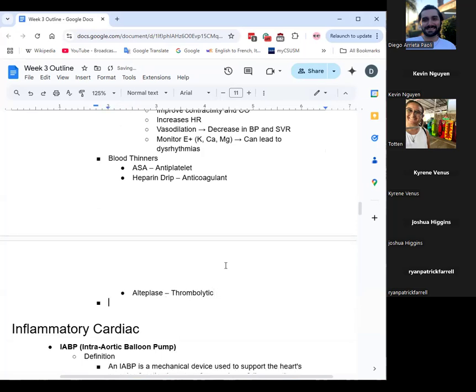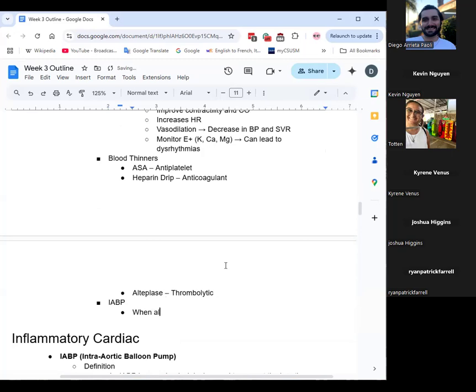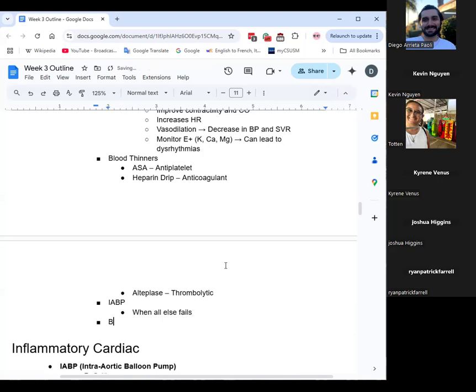Something else that I'll add on is your IABP. Your intra-aortic balloon pump is for when all else fails. When nothing else is working, the IABP is an intervention, or even some ventricular assist devices as well. A CABG, probably once we stabilize the person.